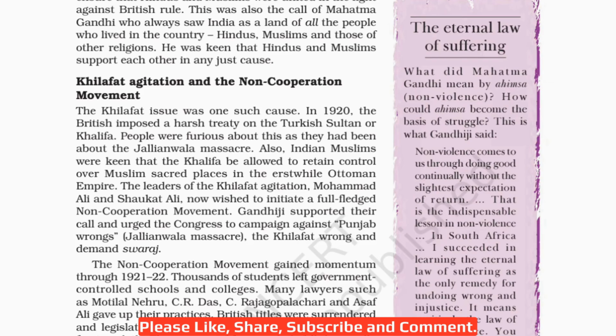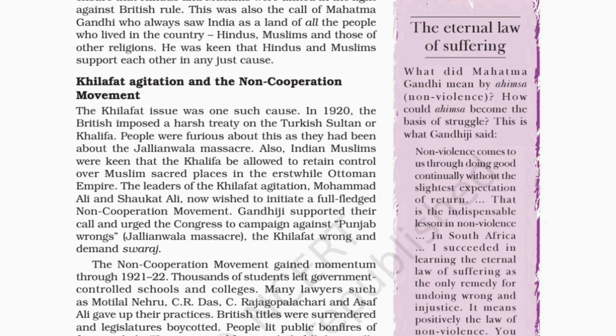People were furious about this, as they had been about the Jallianwala Bagh massacre, right? Also, Indian Muslims were keen that the Khalifa be allowed to retain control over Muslim sacred places in the erstwhile Ottoman Empire. The leaders of the Khilafat agitation, Muhammad Ali and Shaukat Ali, now wished to initiate a full-fledged non-cooperation movement. So the call for Swaraj and support for Khilafat came together, and this led to the non-cooperation movement.